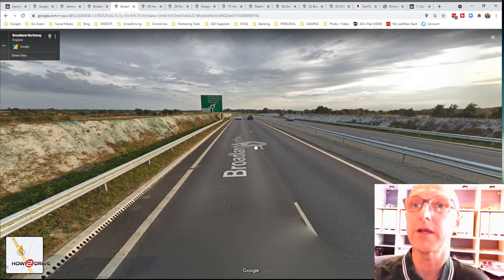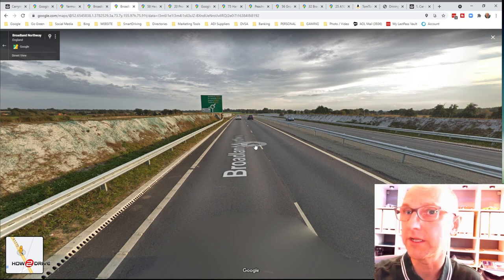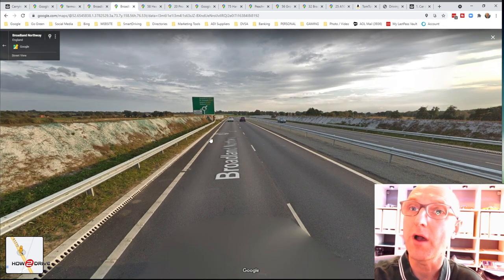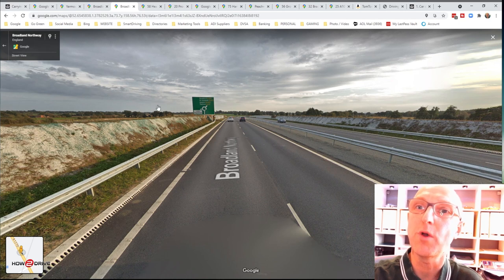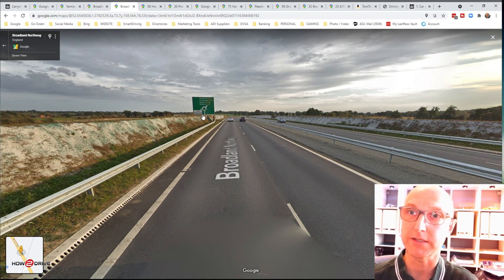So this is the same roundabout coming from the opposite direction. Now I put this in for any PDIs that I'm helping in Norwich, because this is a tricky old roundabout sometimes with giving directions. So at this roundabout, again, I'd be giving that in good time. I'd be delivering that instruction well before this sign, because if I started that now, we'd be past that sign before I finished my sentence.